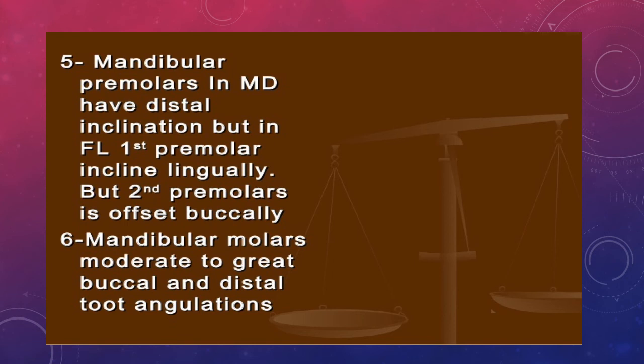Mandibular premolars in MD have distal inclinations, but in FL the first premolar inclines lingually, while the second premolar is offset buccally. Mandibular molars have moderate to great buccal and distal root angulation.